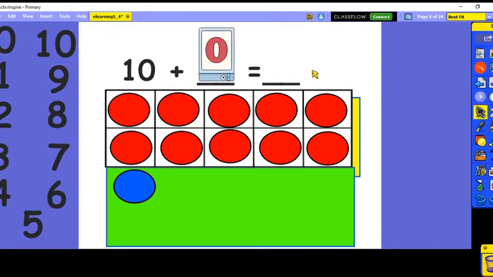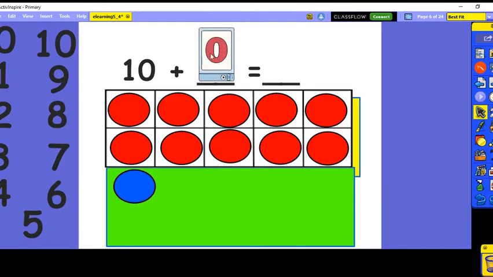All right, let's play our 10 and some more game. Okay, let's do 10 and 3 more. And let's see how many we have. Let's count this as a group of 10, and then we'll count up from there. 10, 11, 12, 13. So 10 and 3 more, 1 ten and 3 ones, that's 13.